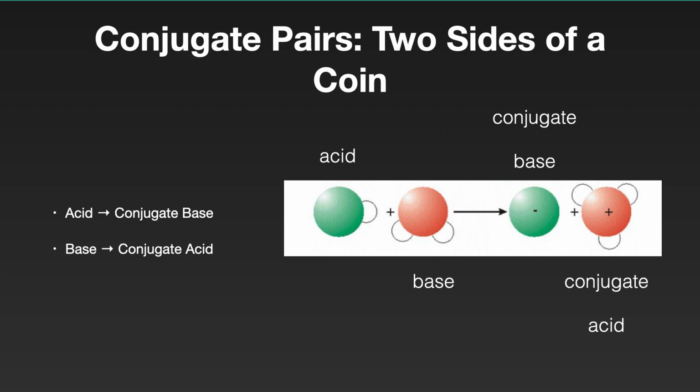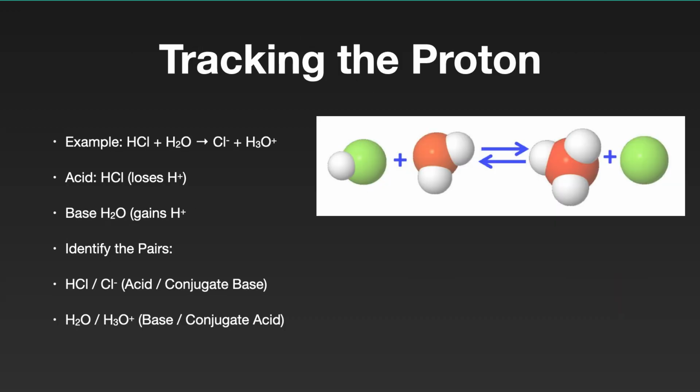When an acid on the left side of an equation gives up its H+, it becomes the conjugate base on the right. Likewise, when a base on the left accepts a proton, it transforms into the conjugate acid on the right. To identify these pairs in a reaction, you just need to count the hydrogens.